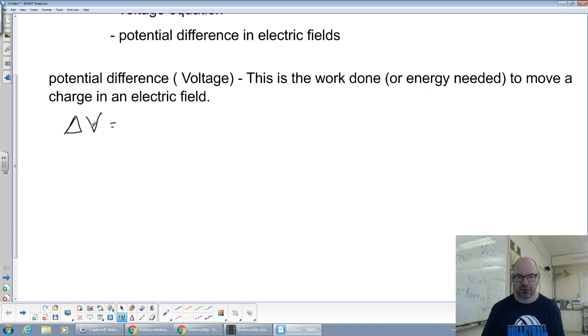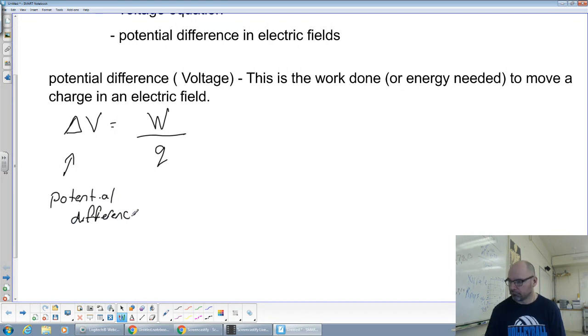Okay, a change in voltage or potential difference is equal to the work done, which can also equal energy, over the charge. So it's a real simple equation. This is potential difference, change. We'll put change on top. Sometimes some books just use a V there, so that's okay. And it's measured in volts.